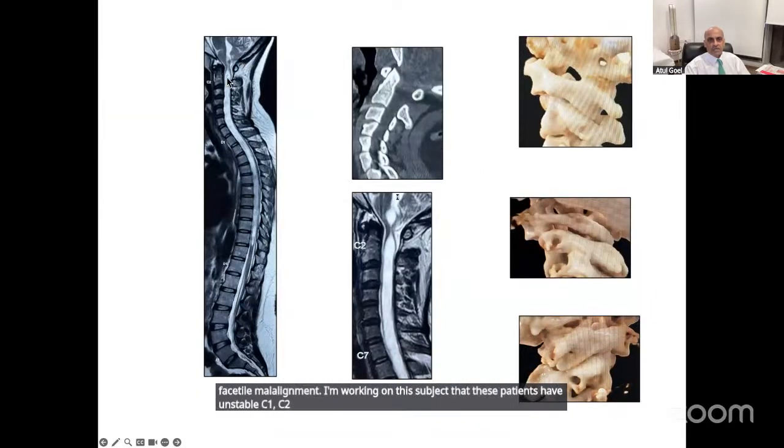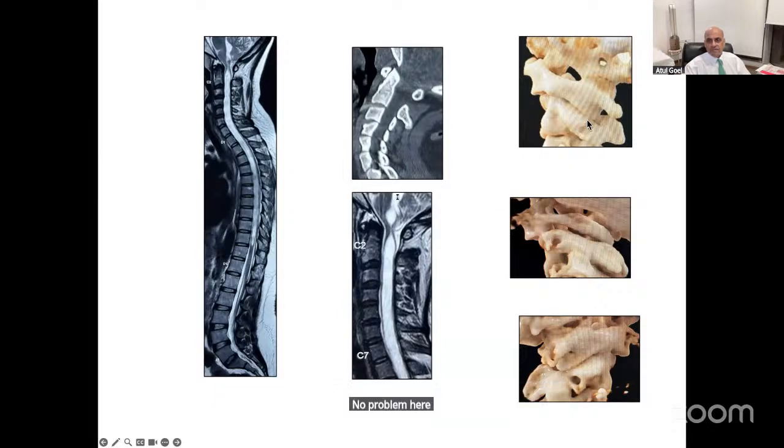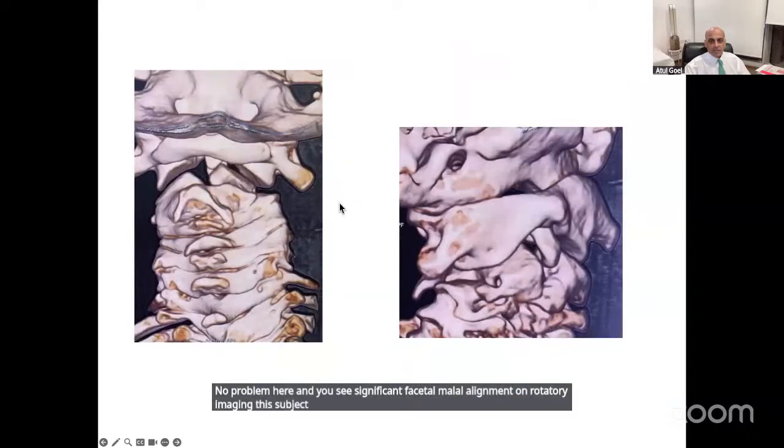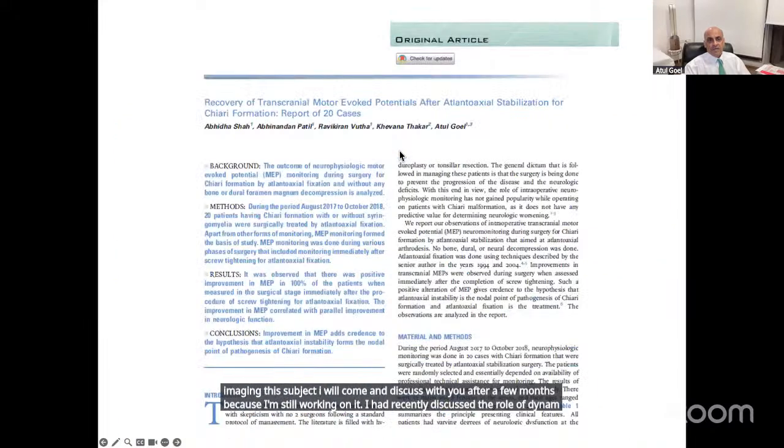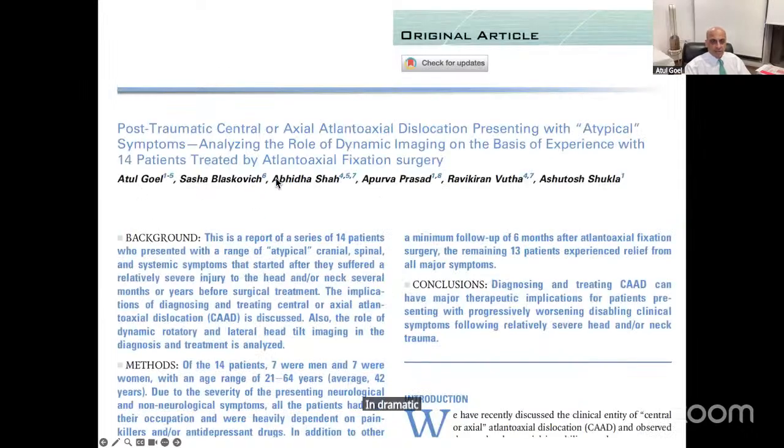This is another case of Chiari, no problem here. And you see significant facetal malalignment on rotatory imaging. This subject I will come and discuss with you after a few months because I'm still working on it. I had recently discussed the role of dynamic imaging in traumatic instability. And this is also a very fantastic.